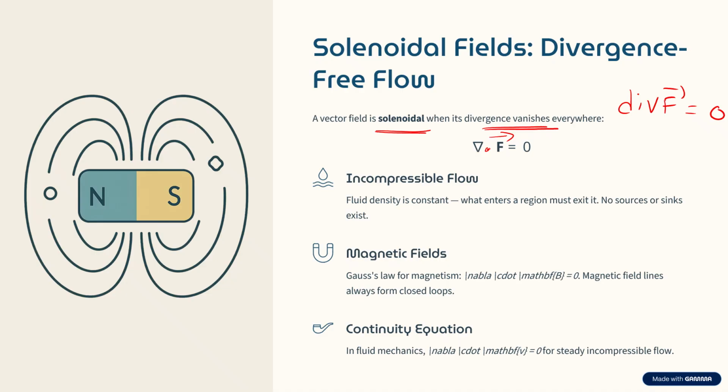As an example, in incompressible flow, fluid density is constant. What enters a region must exit. Similarly, another example is the magnetic field, and the continuity equation.